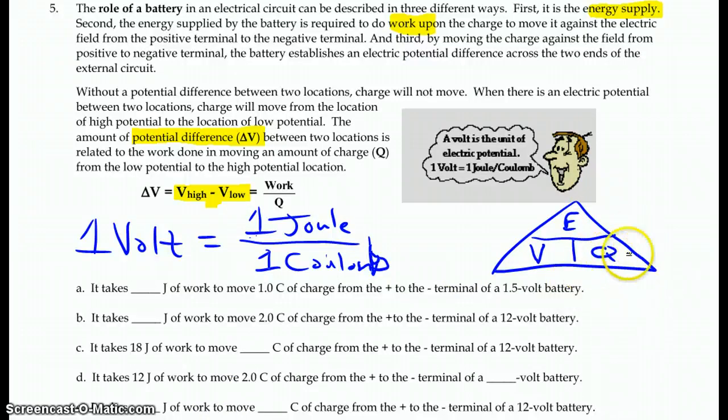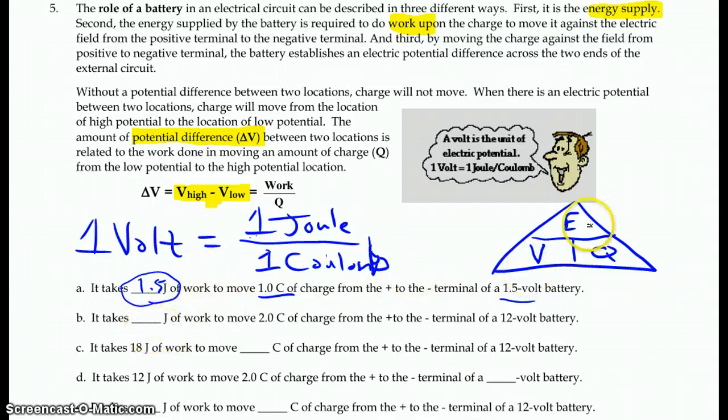Okay, so we're just going to go through those 5 that are here and figure them out. I want to know how many joules of energy it would take to move 1 coulomb of charge from a no potential to 1.5 volts of potential. So that's the E, the energy I'm looking for. So I'm just going to multiply the potential that I need, 1.5 volts, times the charge that I'm moving, 1, and so that's going to be 1.5 joules of energy.